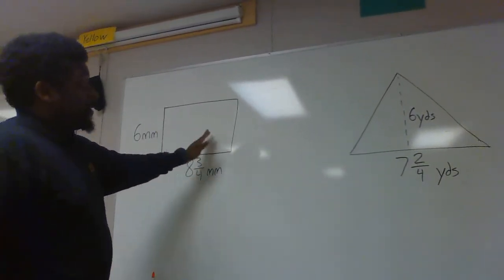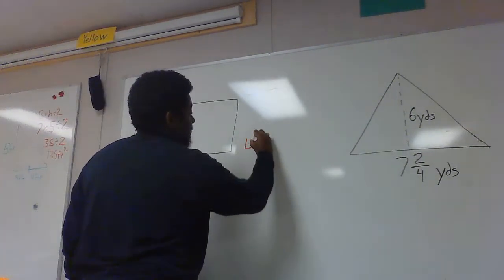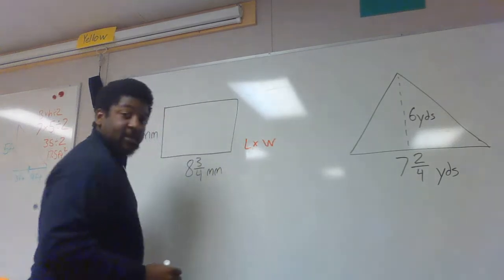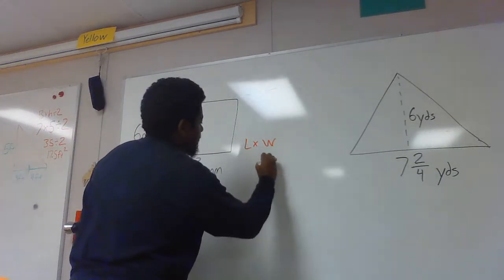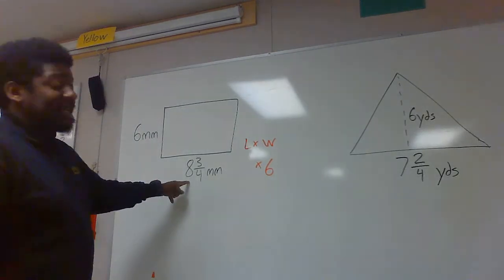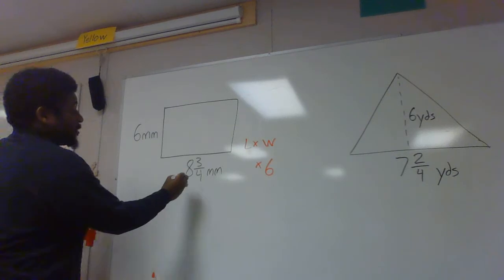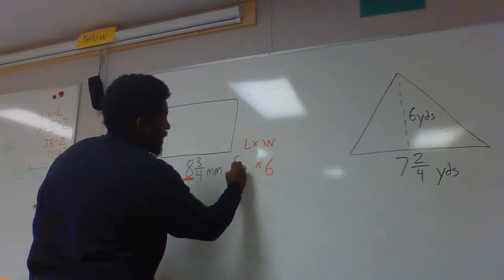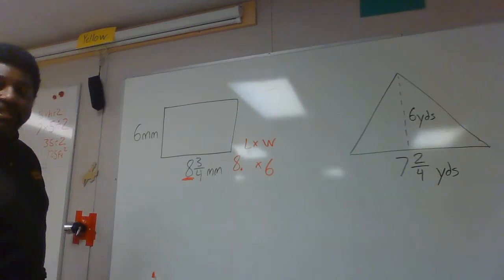Now, this is a rectangle. But we still need to do length times width. I'm going to say my width is 6. My length is 8 3/4. So 8 is the whole number. So my number is actually going to be 8 point something. I need to figure out what 3/4 is.